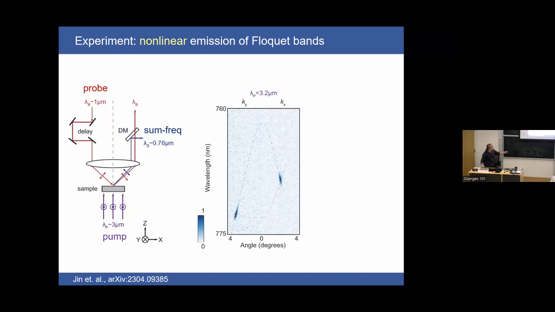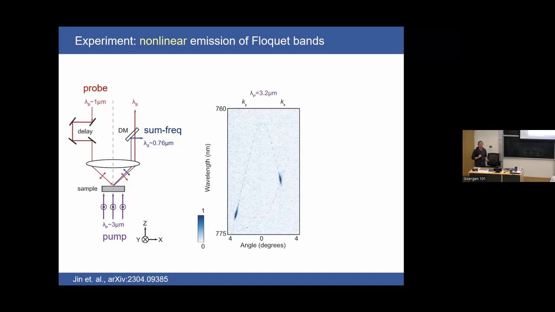So you see, this is the experimental result as a function of emission angle. So this is the Kx axis, this is the Ky axis. And you can see the emission is exactly happening at around 760 nanometers. This is the strongest when the Floquet band is crossing with your linear band. Your linear band is this one that's curving down in the spectrum, as I mentioned. And this is the Floquet band that's curving up in the spectrum.